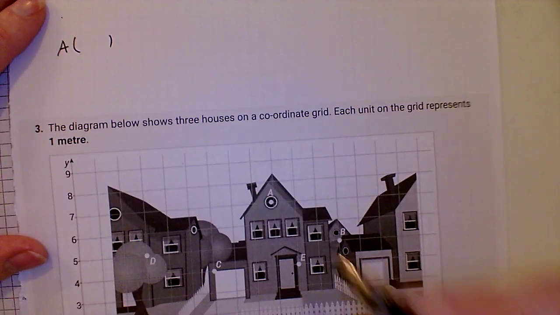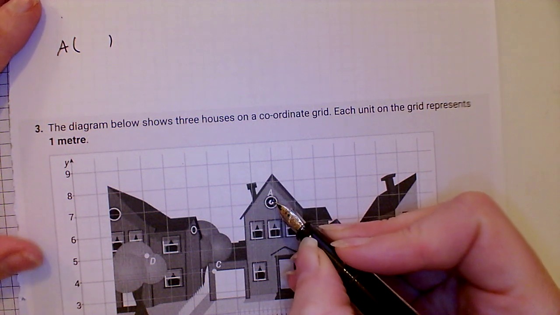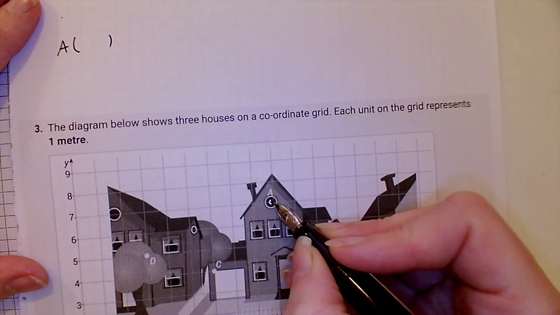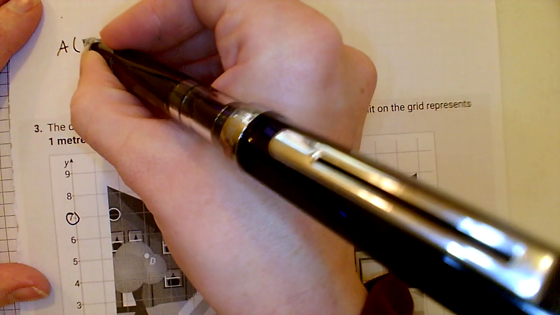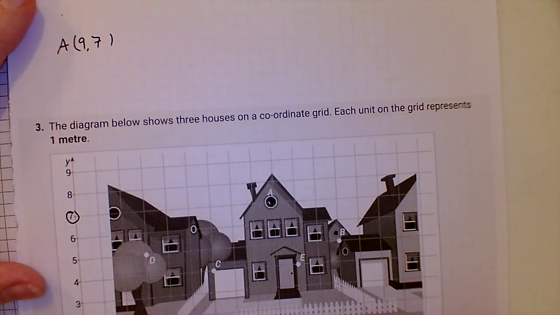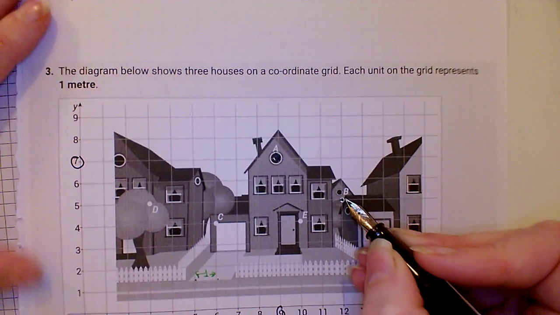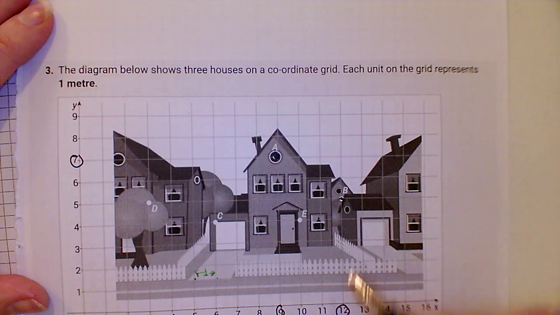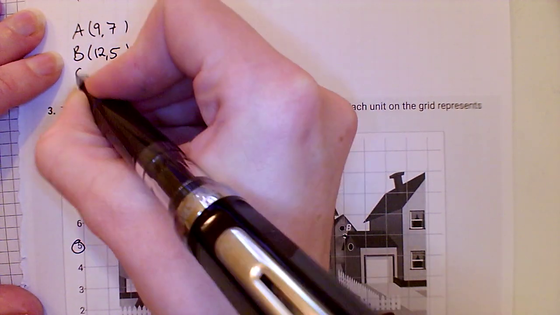Okay, so A is the point here. And you know, it's not bang on the intersection, but we'll call it the intersection. It's at 9, 7. So A is at 9, 7. B then, B is over here. So B is at 12, 5.